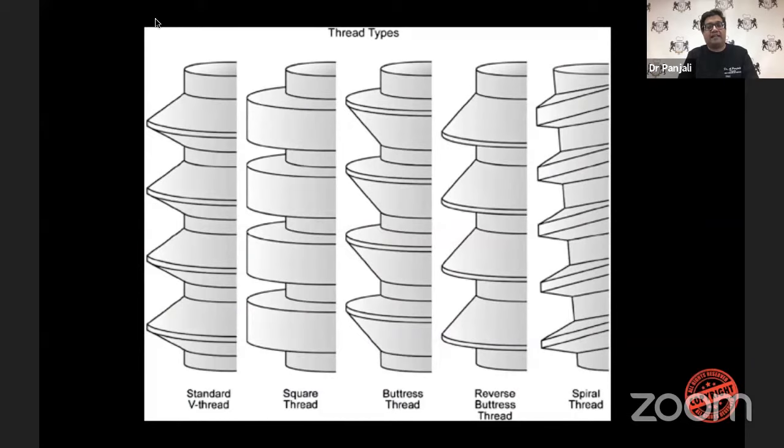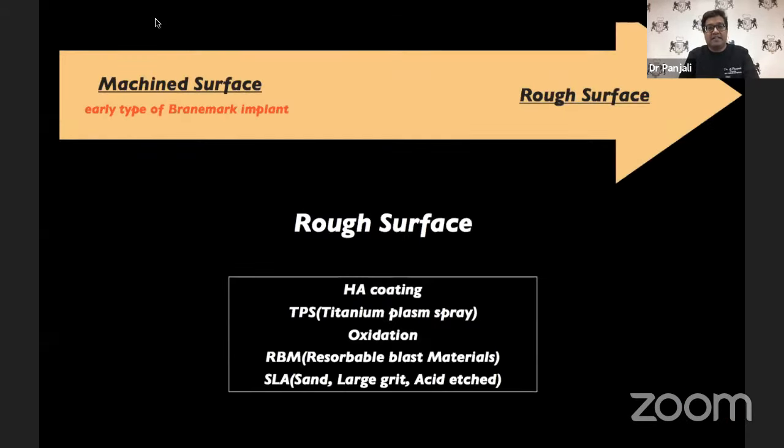So when we look at a basic implant thread design, what does it consist of? Well, it consists of the threads, and the threads can be V thread, a square thread, buttress, reverse buttress, spiral thread. There can be a triple thread design. There could be a lot of different designs that have come up, but the basic ones are the V thread and the square thread. The V thread is an aggressive thread. Square thread is a little bit more passive.